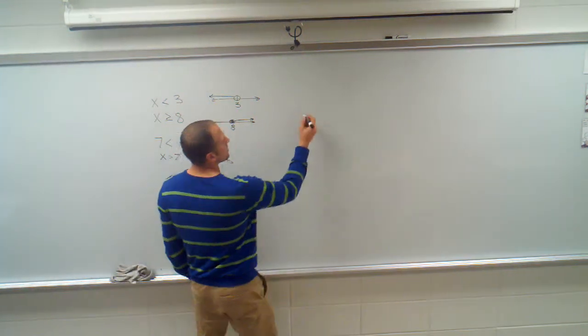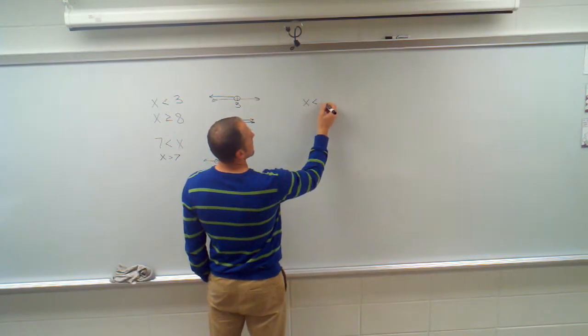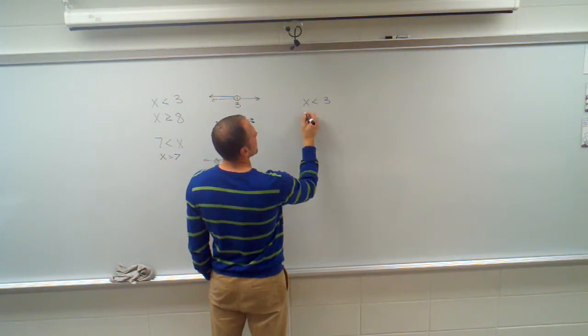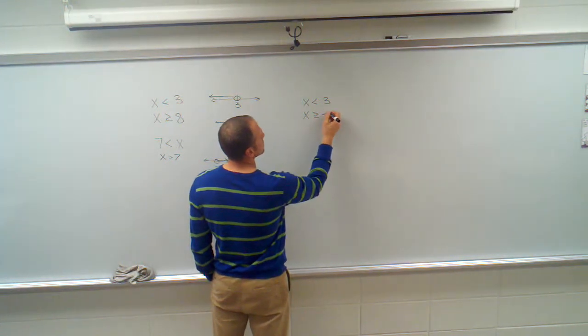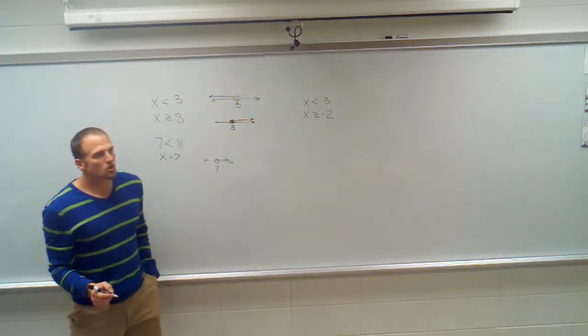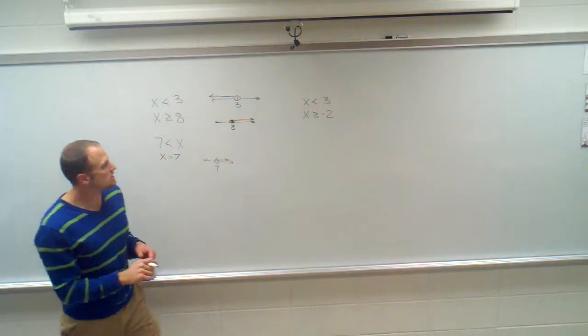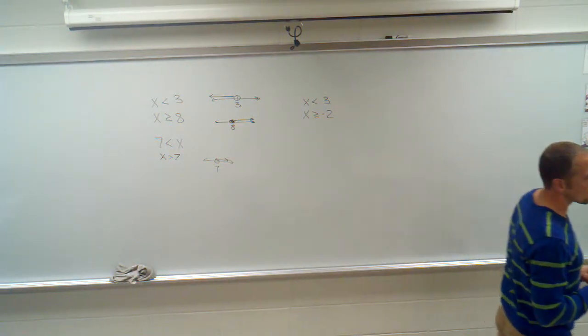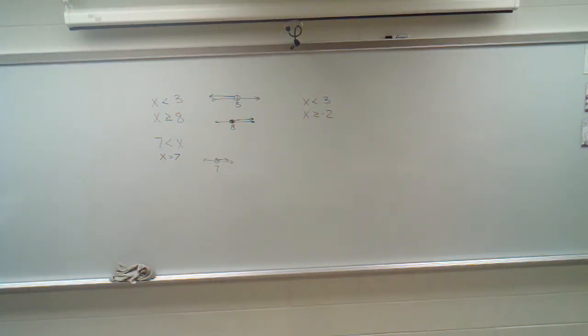First thing I'd like you to do, I'd like everybody to graph these. x is less than 3. x is greater than or equal to negative 2. Graph those for me. x is less than 3. x is greater than or equal to negative 2.